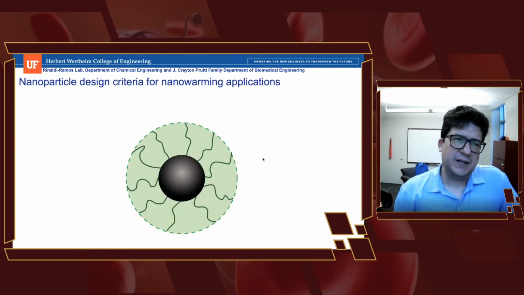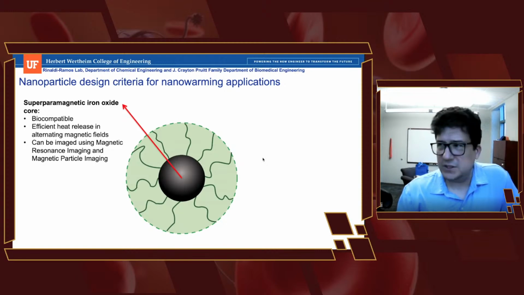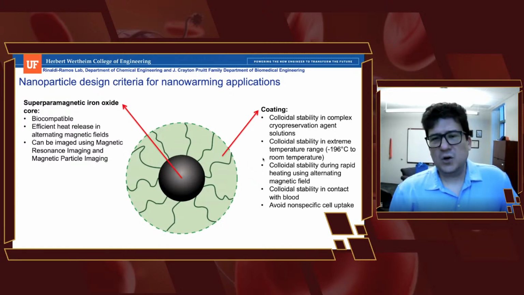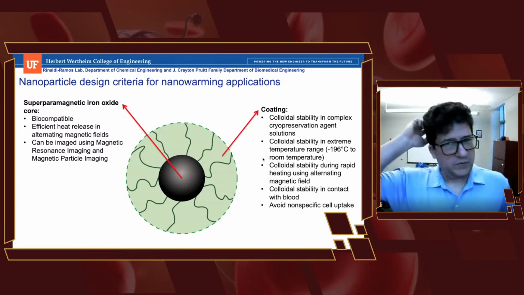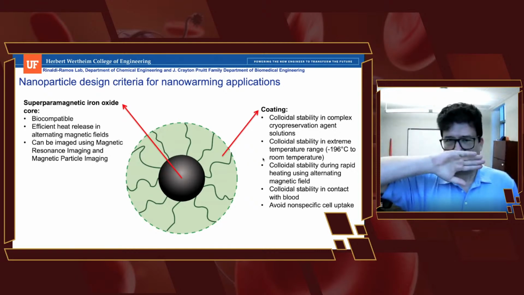We approach this by designing nanoparticles that have a superparamagnetic iron oxide core, which is biocompatible and is going to lead to efficient release of heat in alternating fields, but it can also be used in magnetic resonance imaging and, importantly for us, in magnetic particle imaging. We also provide a coating, and that coating should provide colloidal stability in complex cryopreservation agent solutions.